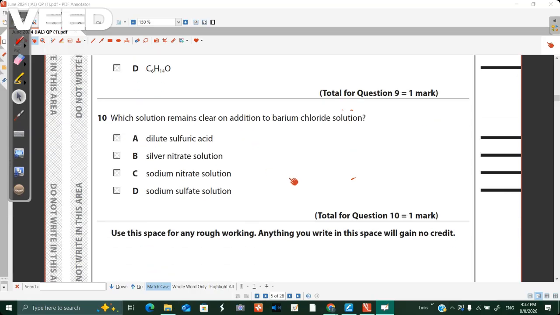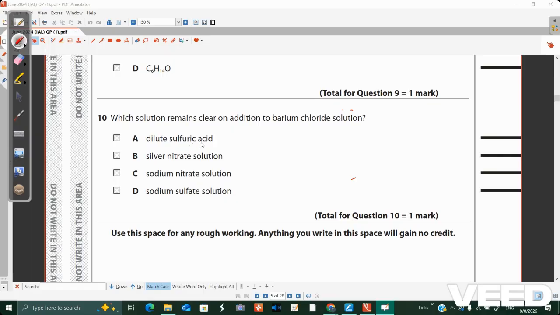but I don't recommend it because it may sometimes confuse you. Which solution remains clear on addition to barium chloride solution? Dilute sulfuric acid, barium sulfate is there? No. Silver nitrate. So when you have the culprit as sulfate, every time in any syllabus, Cambridge and Edexcel, barium sulfate, white color is there, just like bread and butter. So you should know it. Silver chloride, silver bromide, silver iodide, barium sulfate, bread and butter questions. In each and every syllabus, IB, AQA, OCR, Cambridge, even in nationals, these are being tested just like bread and butter, right? These are very prehistoric questions, right?